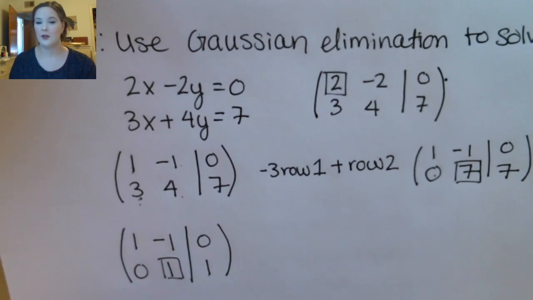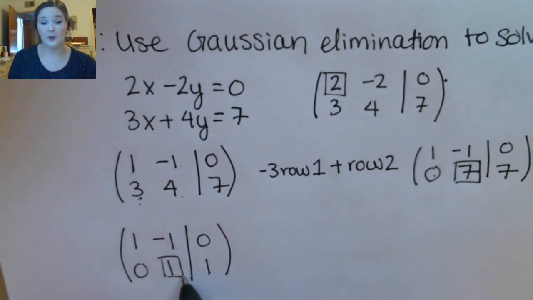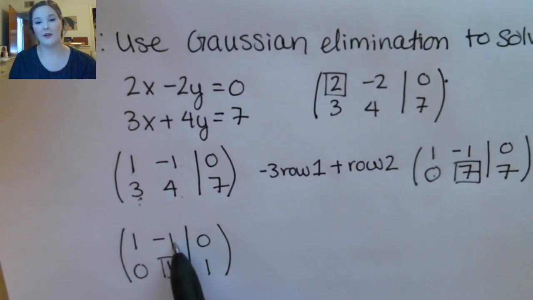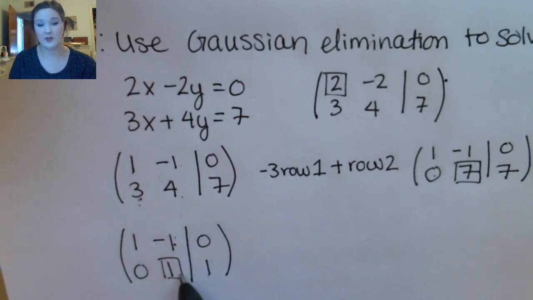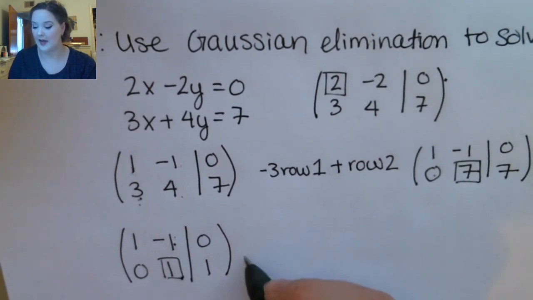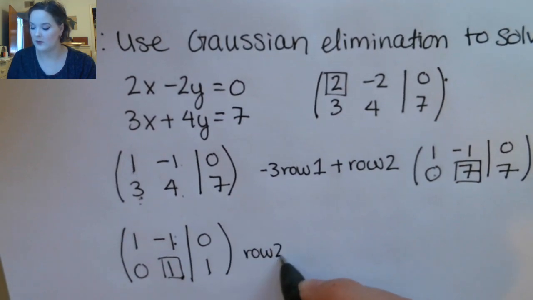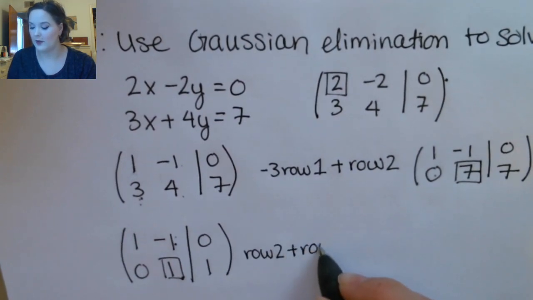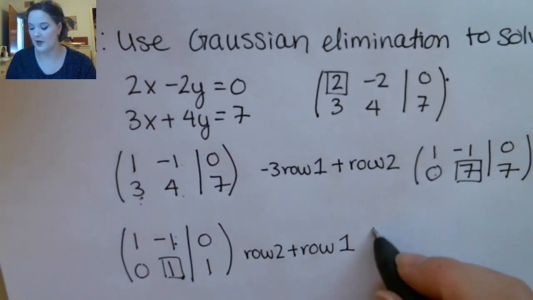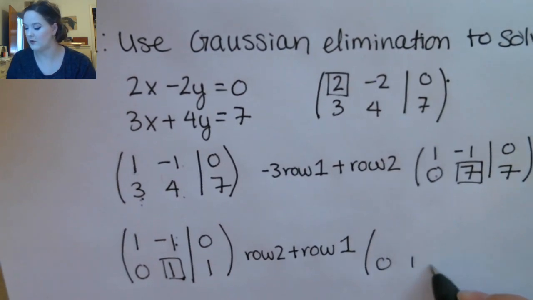Now we're going to move on to the second phase where you start at the bottom right, which is also this entry, and now you want to eliminate above that. So what could I add to -1 to get 0? Well, it'd have to be 1. This is already 1, so I'm just going to add row 2 to row 1. I'm not changing row 2 at all.